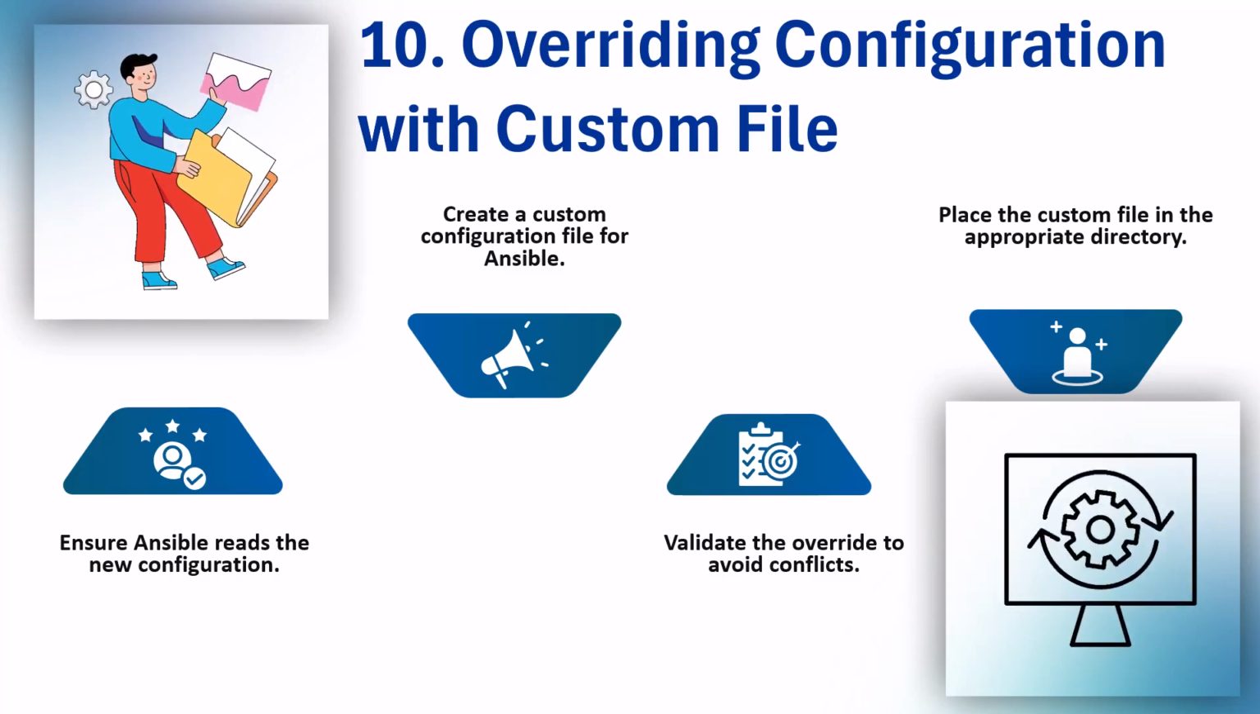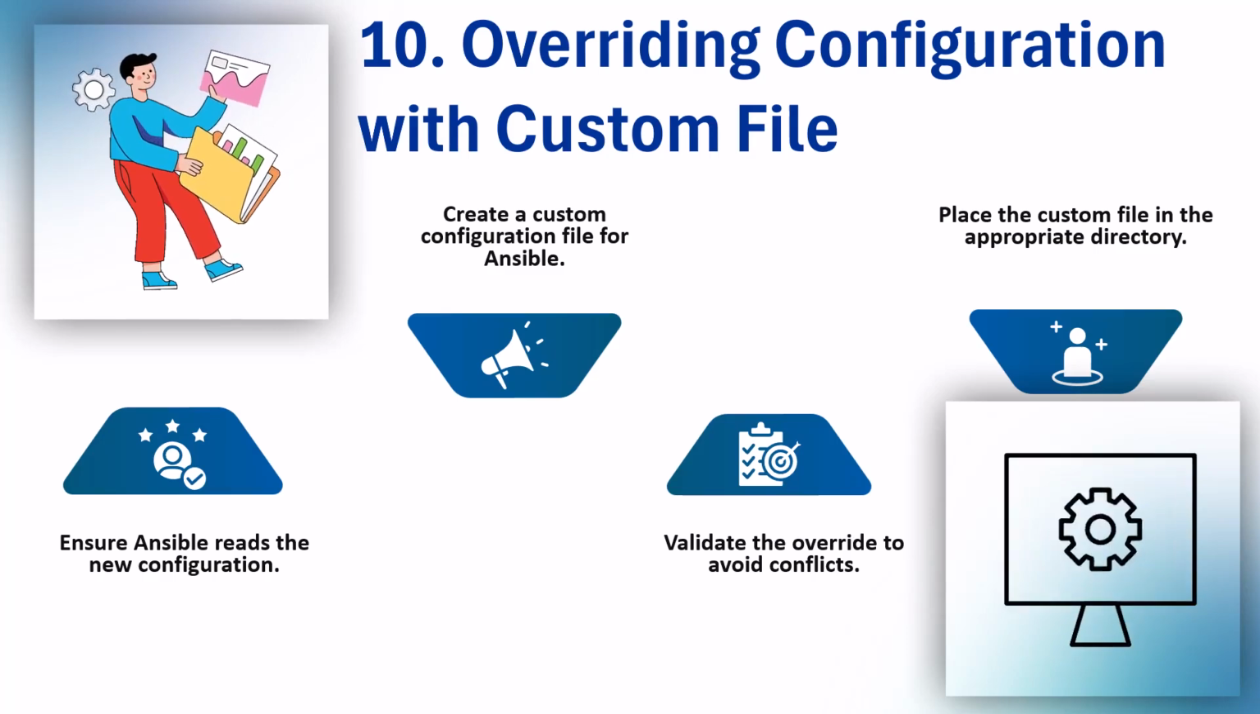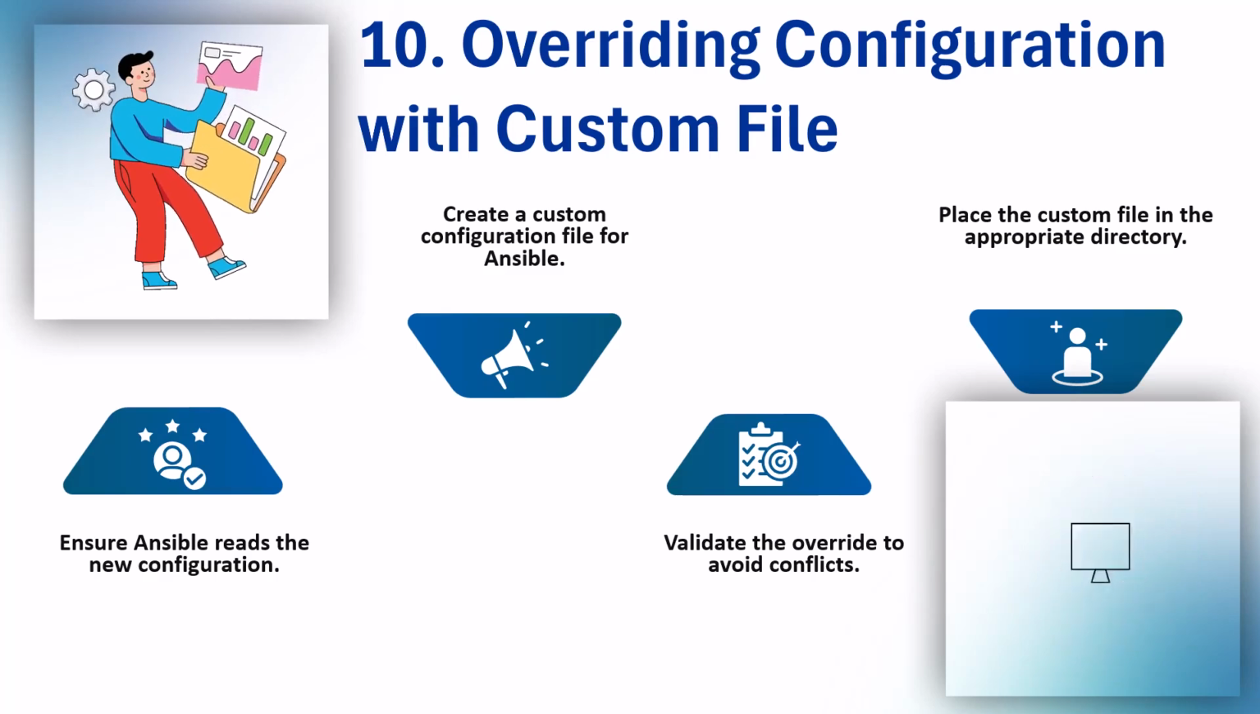When a custom file comes in, it's like giving Ansible its own personalized GPS. First, create that file, drop it where Ansible can find it, and make sure it's actually being read. Oh, and don't forget to check for conflicts, because nobody likes a surprise meltdown mid-playbook execution.